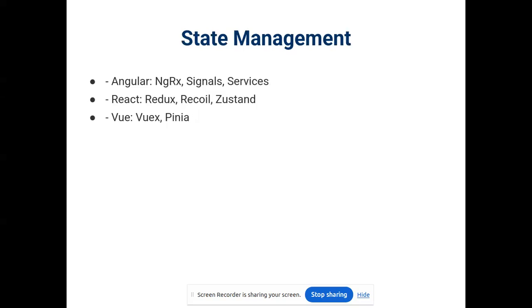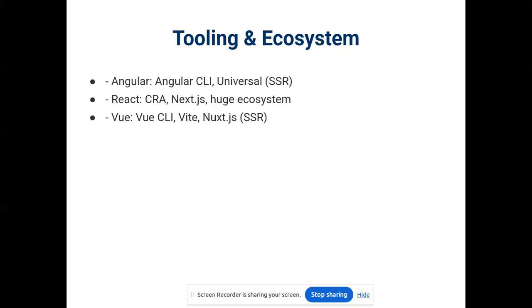State management. In Angular we do it with NgRx, signals and services. For React we go with Redux, Recoil and Zustand. For Vue we are going to use Vuex and Pinia. Next, tooling and the ecosystem. Angular CLI, Universal SSR. React using the CRA templates, Next.js, huge ecosystem. Vue using the Vue CLI, Vite, Nuxt for the SSR.